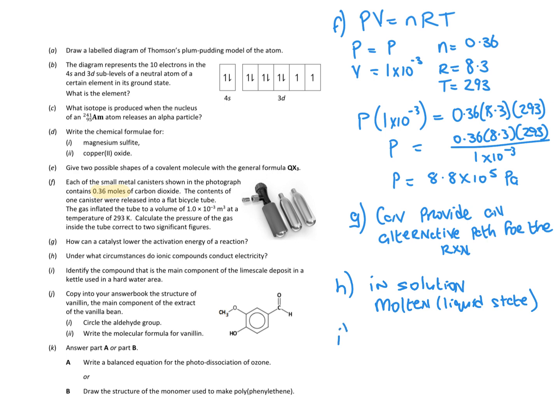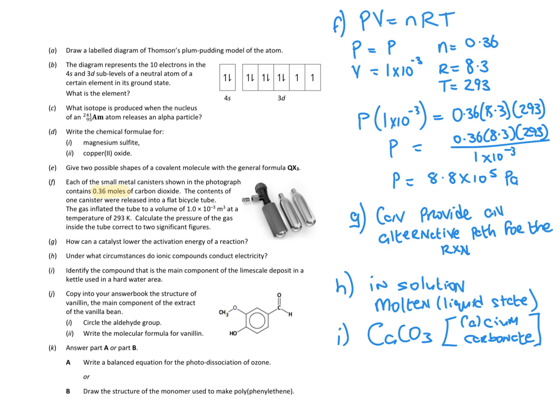Part I then comes from the water chapter, and it says to identify the compound that is the main component of the limescale deposit in a kettle used in a hard water area. So here they're simply asking you, in all of that fancy terms, what causes limescale. And we know that the main source of limescale is calcium carbonate, CaCO3.